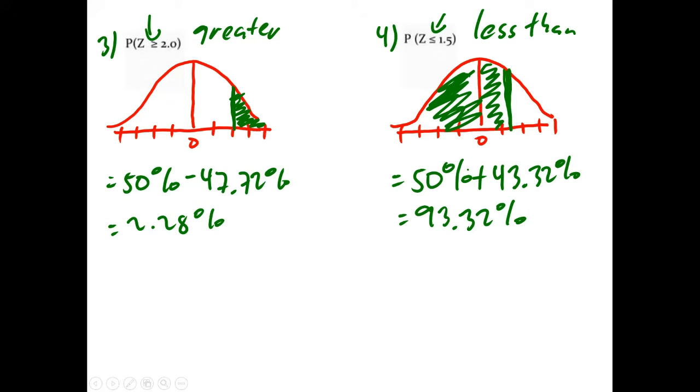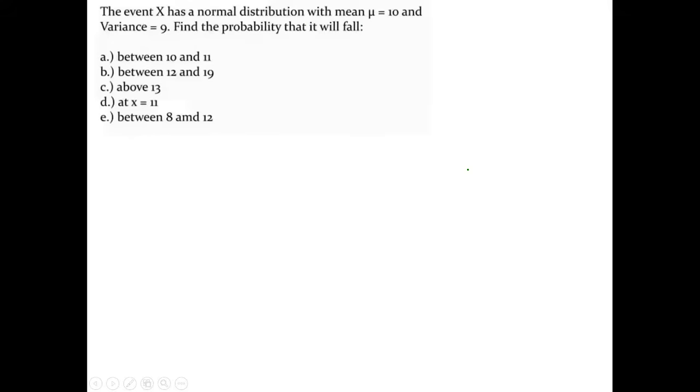Okay? So ganyan, mag-solve ng percentage in normal curve using Z table. Okay? Last example, a word problem. So the event X has a normal distribution with a mean of 10 and variance of 9. Ibig sabihin ng variance of 9, so parehas lang siya sa standard deviation of 3. Okay, so ito na lang yung tingnan ninyo.